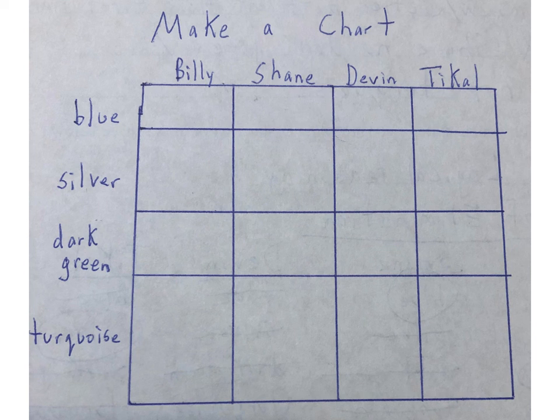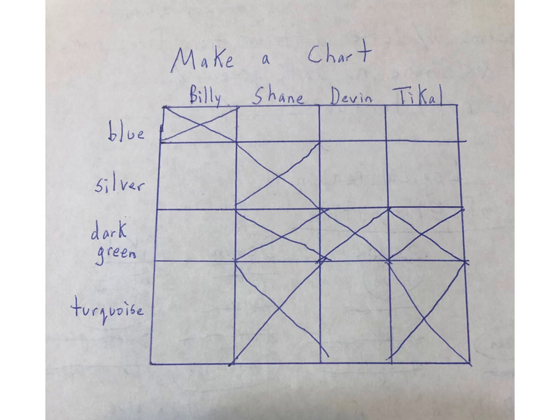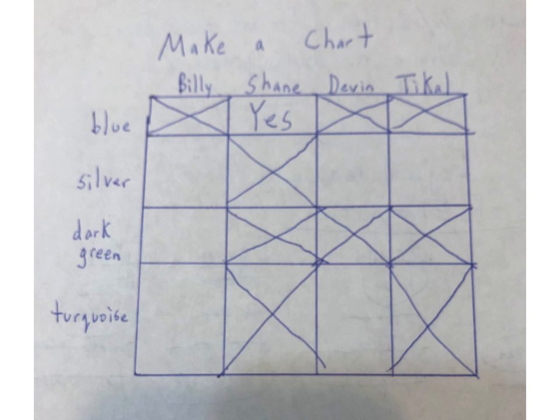So again, we start by going through the conditions. First one, we know that each boy can't have the color that starts with the first letter of their name. And then this one shows that Devin and T-Call don't have dark green and that Shane doesn't have turquoise. So once again, we look. Are there any rows or columns that have 3 of the 4 filled in? And here there are a couple of them. But I'm going to start with Shane because blue is the only one left for Shane. And if he has it, no one else can have blue. So I'm crossing off the other ones.